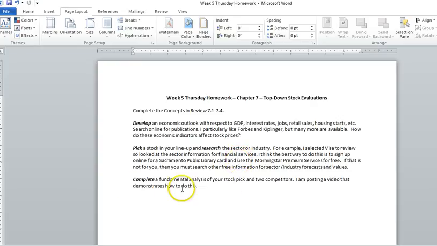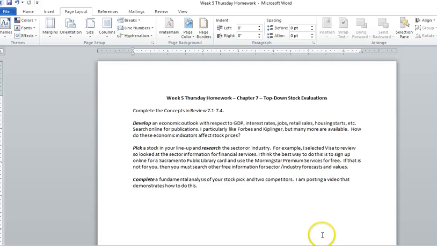And finally, we're going to complete a fundamental analysis. Now, fundamental analysis means that we're going to look at the financial statistics of the company and try to make a good decision about a stock purchase. So, ready? Here we go.